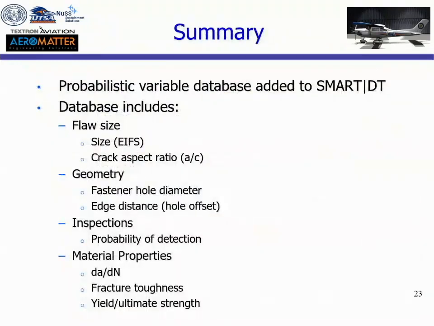Okay, summary. A large amount of information collected in terms of the flaw size and the geometry. In inspections, I think there's over 100 POD curves available in the software, and some of them are deterministic, like you can detect a flaw of whatever size for that particular inspection method. And then DADN properties are also available. Let me stop there on the database, due to time.